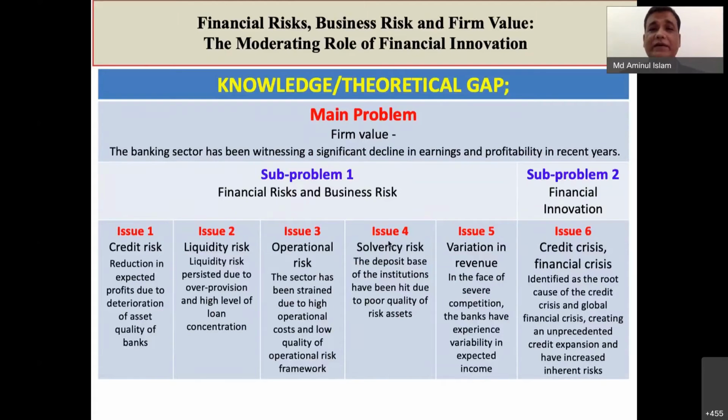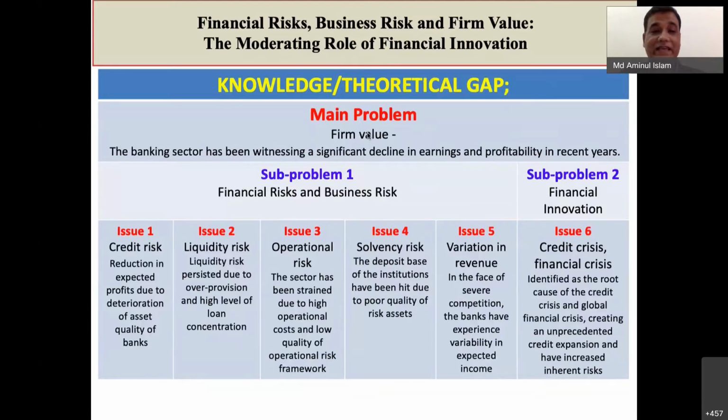This is another one, right? My PhD student: financial risk, business risk, and firm value, moderating role of financial innovation. So the main problem is firm value. Firm value is declining, not consistent in Nigeria. So what are the issues he identified? He had credit risk, liquidity risk, operational risk, and so on. These are each independent variables. And I put the sub-problem to financial innovation, the moderating variable.